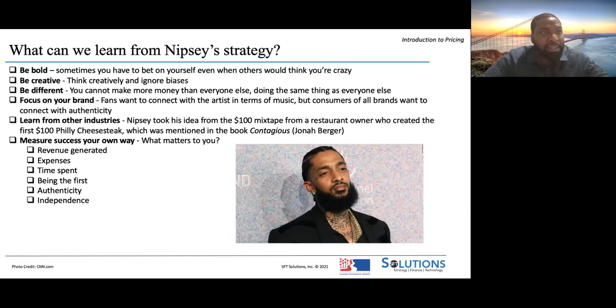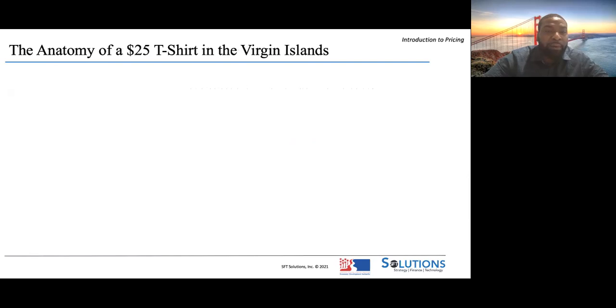Think about that, and you can say, well, wow, that's big time, right? Like we're here in the Virgin Islands, right? Here's a Virgin Islands example. I know everyone has bought a T-shirt here in the Virgin Islands, right?